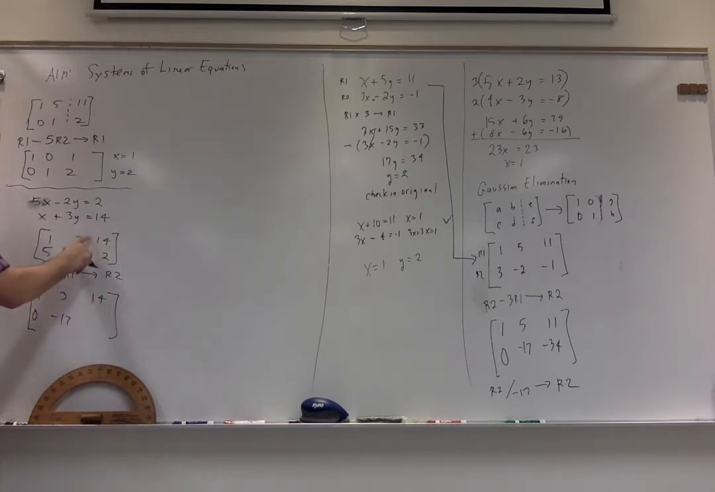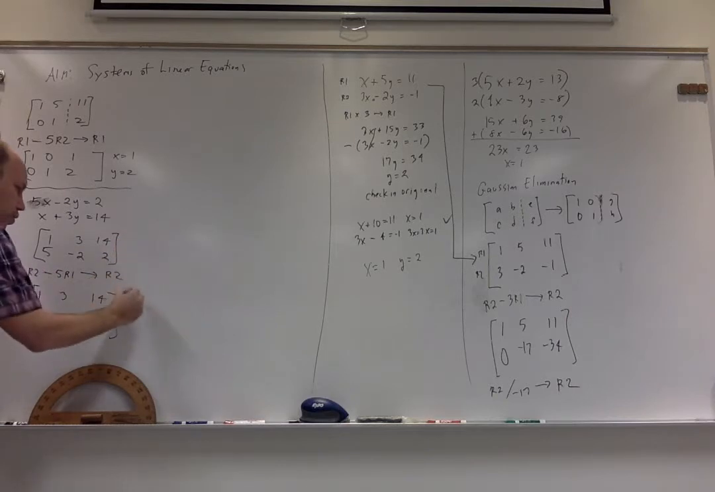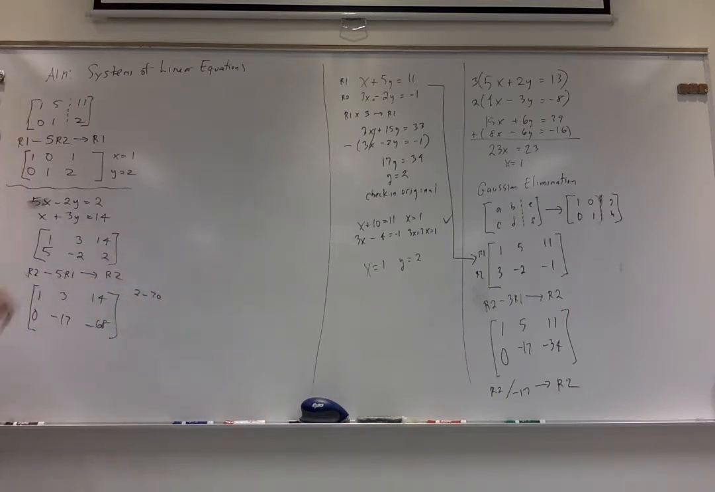And then what's going on over here? 2 minus 70, negative 68. Okay. Last thing I'm going to do, well, not ready. Let me clean up row 2. Row 2 divided by negative 17 is my new row 2. And so I have, you can see over here? Can you see that? Yeah. I have 1, 3, 14, 0, 1, 4.